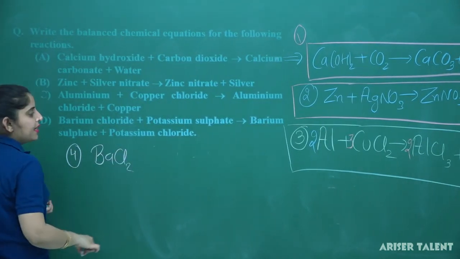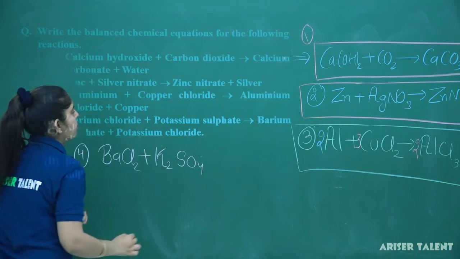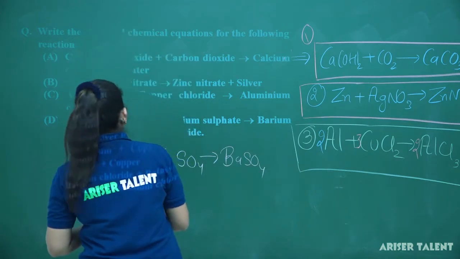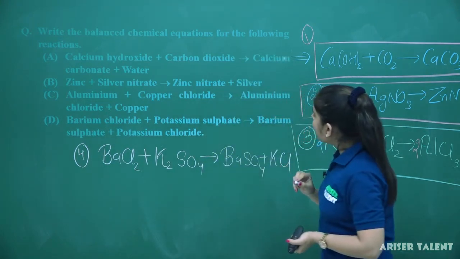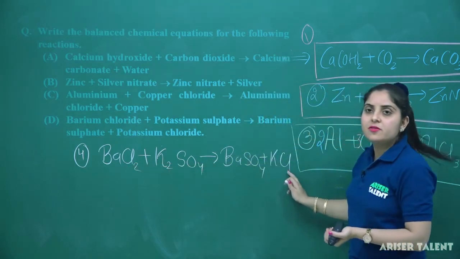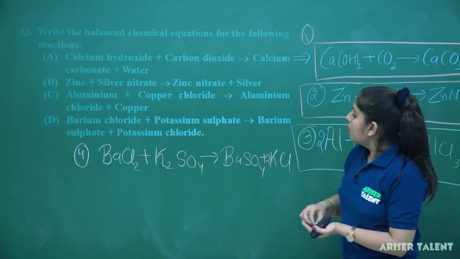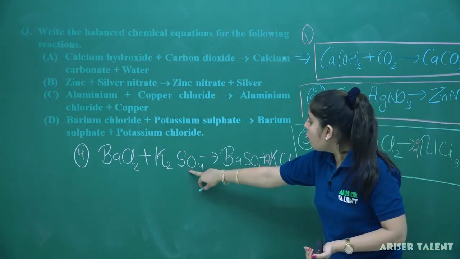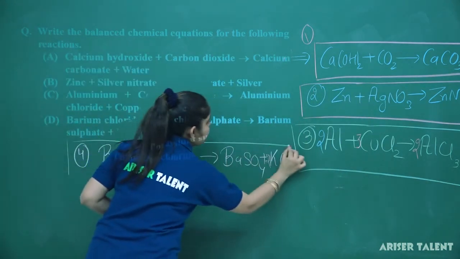Barium chloride BaCl2 plus potassium sulfate K2SO4 gives barium sulfate and potassium chloride. Now again looking at this equation, barium 1, chlorine 2, chlorine here is 1. So for making 1 a 2, I am putting 2 in its subscript. Potassium 2, sulfur 1, oxygen 4, again oxygen is 4. So we must say that this equation is a complete balanced equation for this reaction.